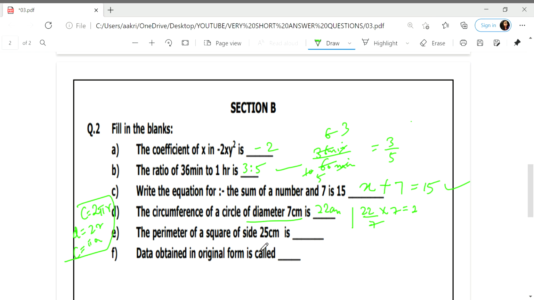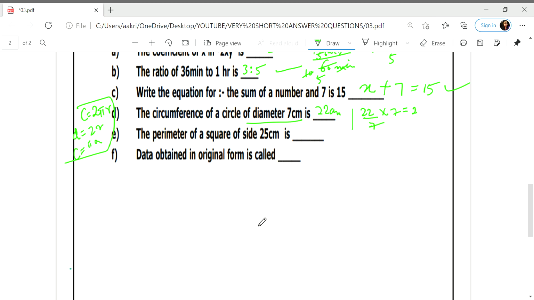The perimeter of a square of side 25 centimeters. If we talk about the perimeter, okay? I am solving the E part here. Perimeter of a square is 4 into side. So that is 4 multiplied by 25 centimeters. So the answer will be 100 centimeters. Do solve it in your notebooks and do reply in the comment section if you face any difficulty. And do refer to the description box where we have links for various videos.